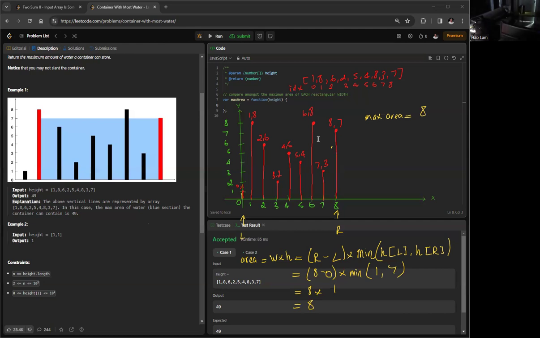So we can move the right pointer here. So right now we're going to have 7 minus 0.